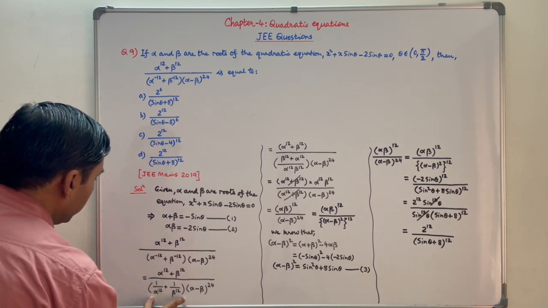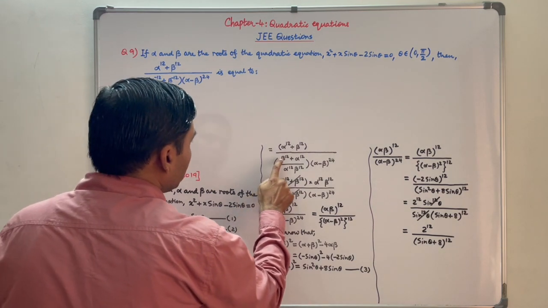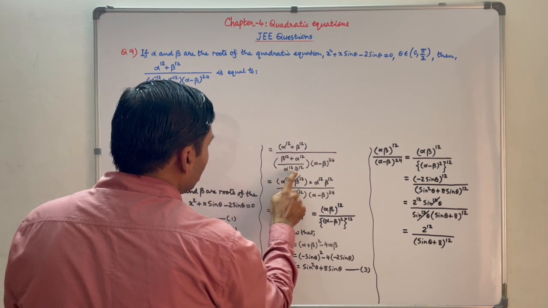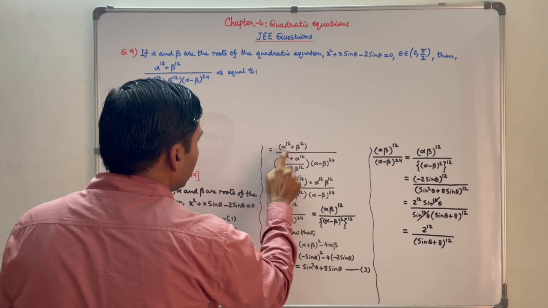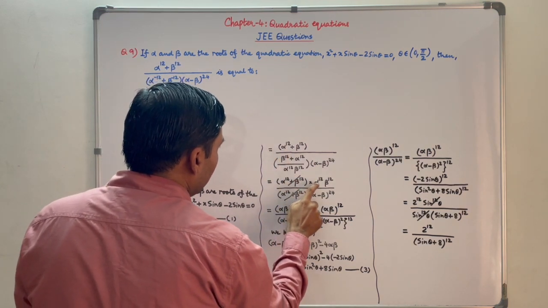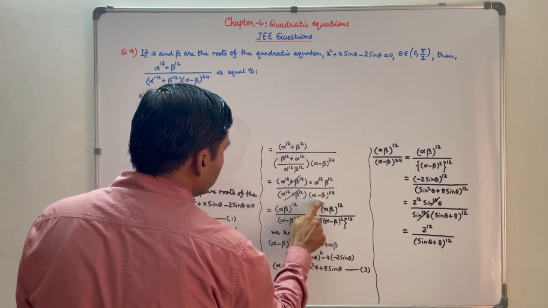We will take the LCM of this part, and the LCM will be alpha to power 12 into beta to power 12. In the numerator, it will be beta to power 12 plus alpha to power 12. Now, alpha to power 12 into beta to power 12 will go into the numerator, and this part will get cancelled. So the expression is simplified as alpha to power 12 into beta to power 12 upon alpha minus beta to power 24.